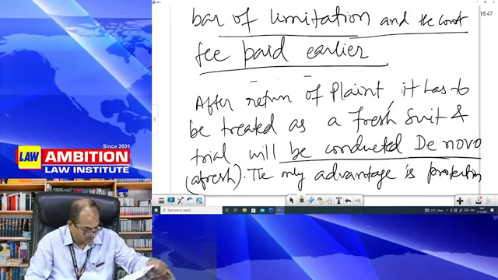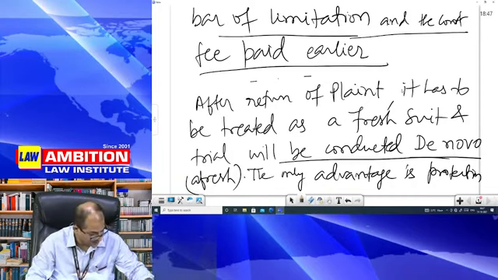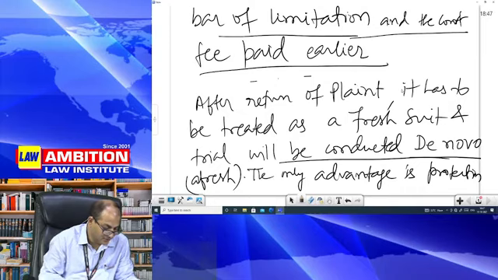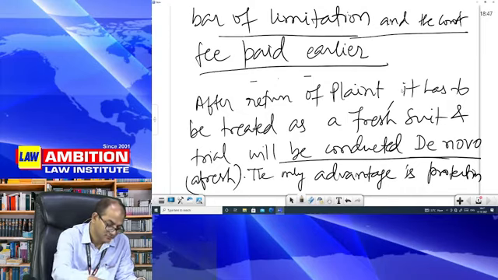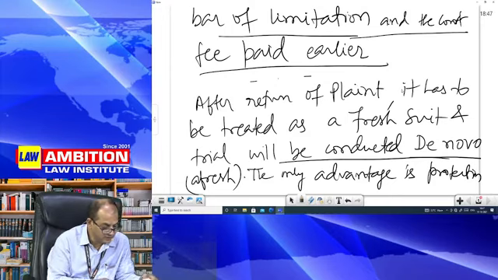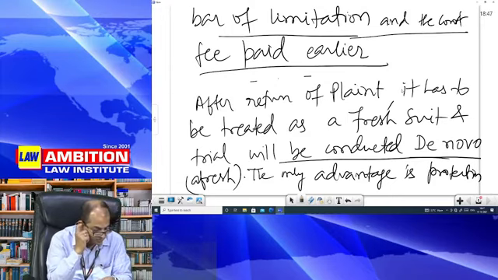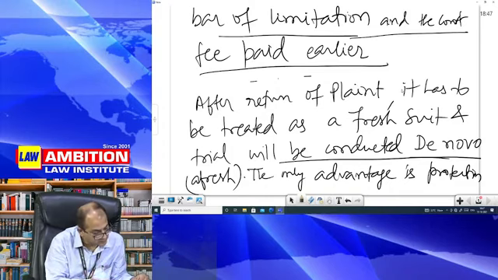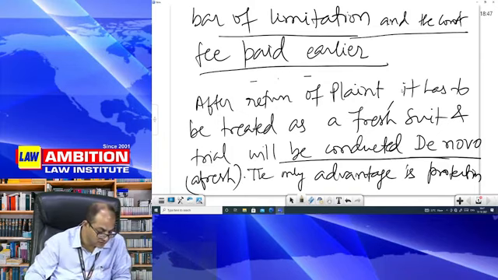This is what is on return of plaint. I hope I have dealt with all points. Now a question arose in a case, there have been various questions. एक तो मैंने लिमिटेशन वाला बता दिया, limitation starts from the date of return of plaint, not from the date of order of return of the plaint. So be careful about this.